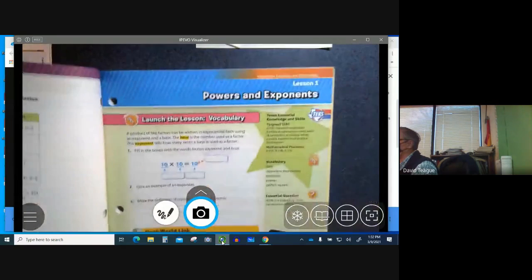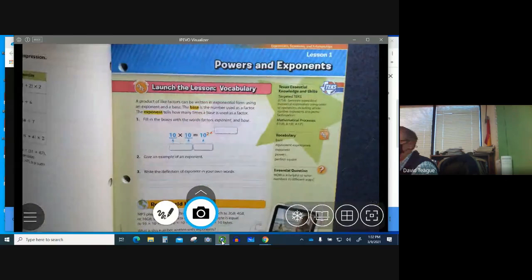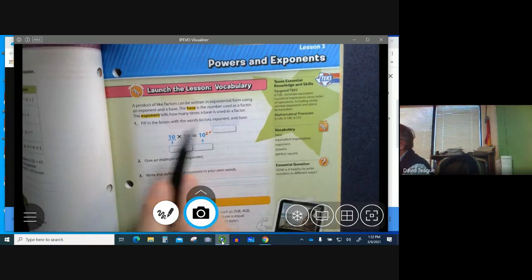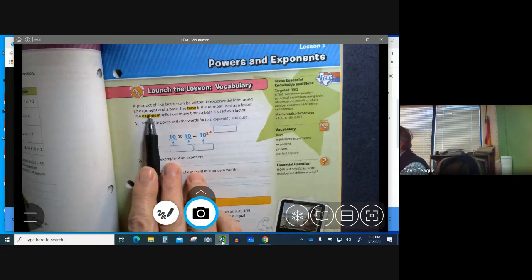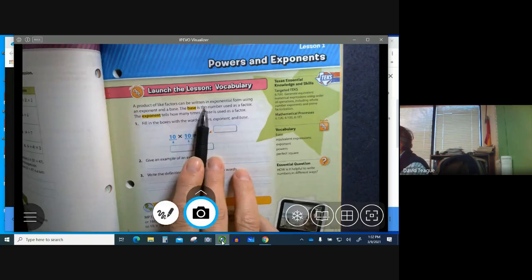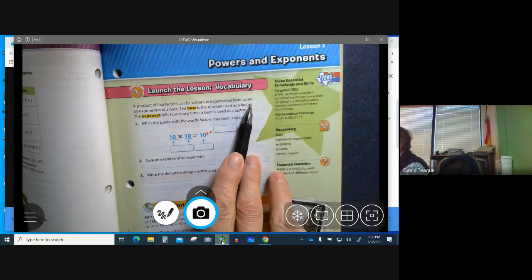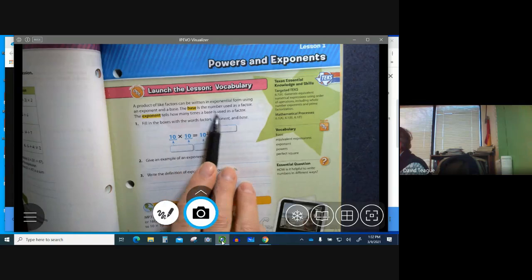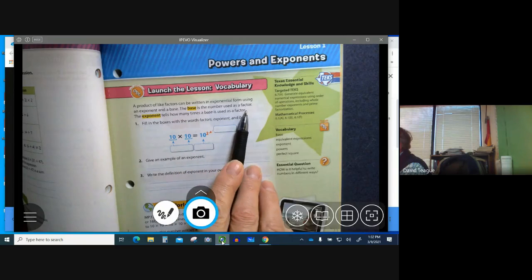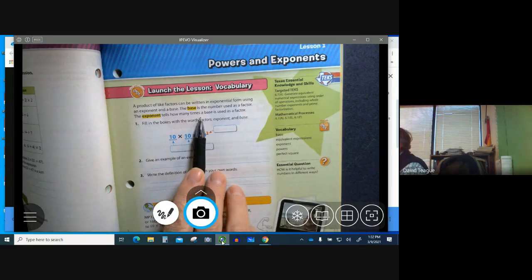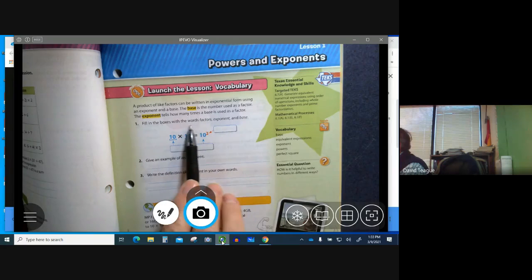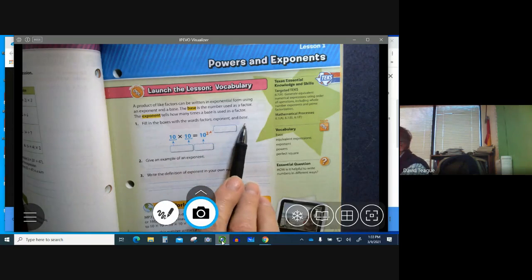Okay, so this is page 503 in your brand new math book. We're talking about powers and exponents. A product of like factors can be written in exponential form using an exponent and a base. The base is the number used as a factor, and the exponent tells you how many times a base is used as a factor. Fill in the boxes with the words factors, exponent, and base.